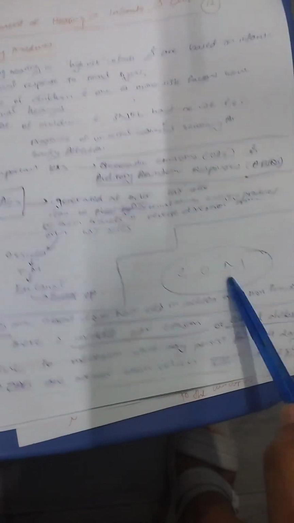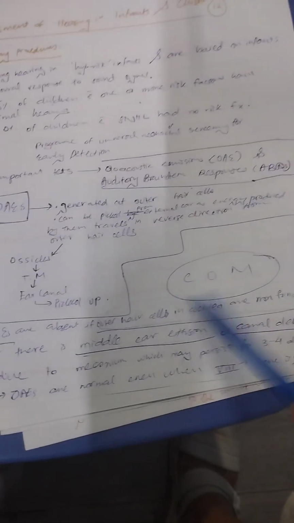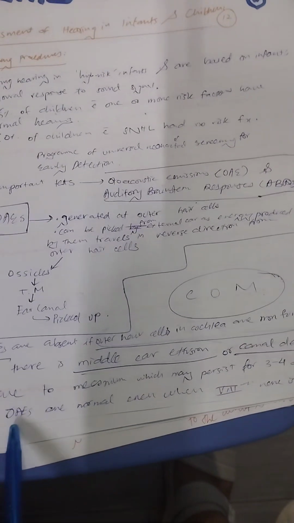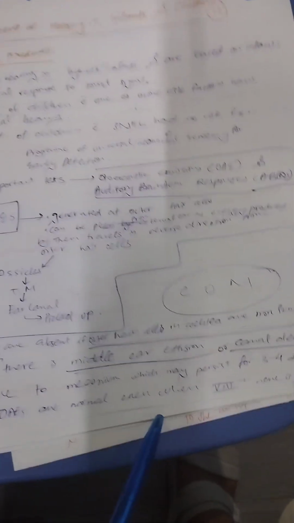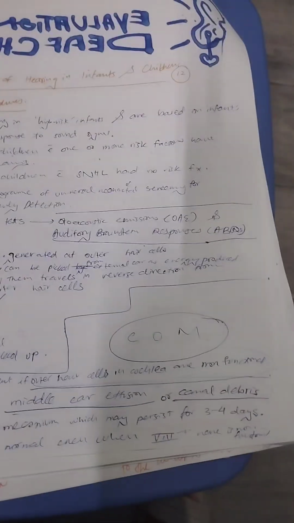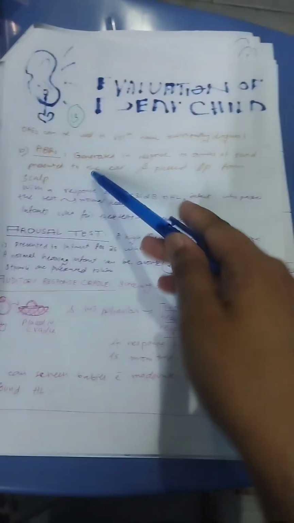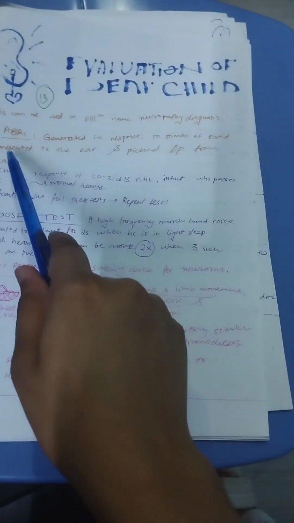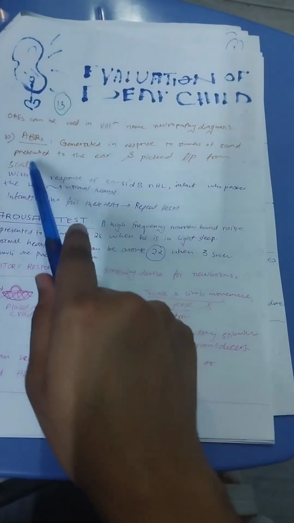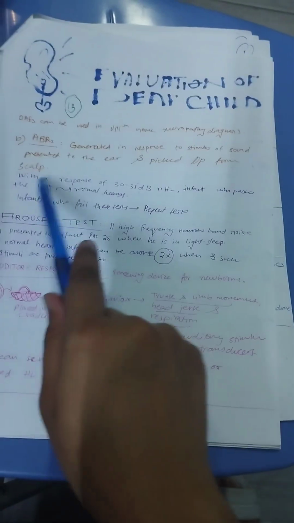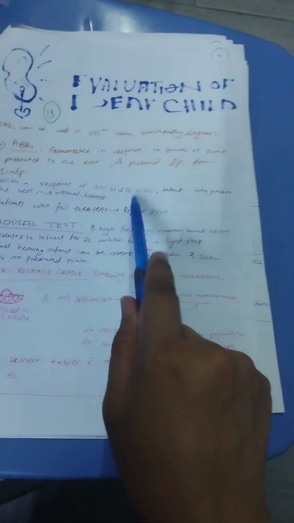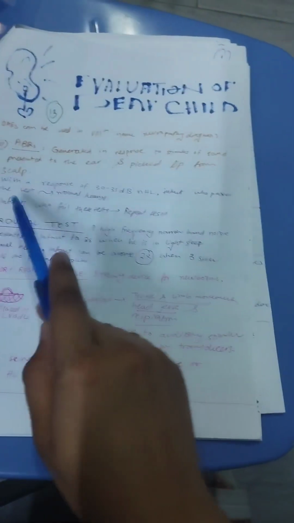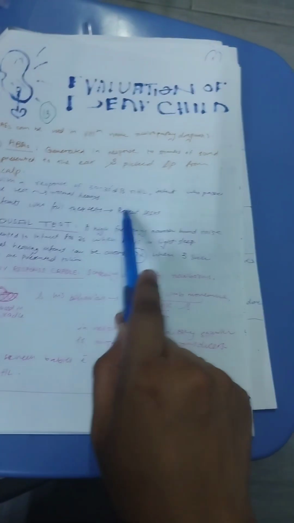There is middle ear effusion or canal debris, which may persist for 3 to 4 days, and otoacoustic emissions are normal even when the 8th nerve, which is the vestibulocochlear nerve, is non-functional. OAEs can be used in 8th nerve neuropathy diagnosis, and ABRs are generated in response to a stimulus of sound presented to the ear and picked up from the scalp. With a response of 30 to 35 decibels normalized hearing level, an infant who passes this test has normal hearing. An infant who fails this test, repeat the tests.